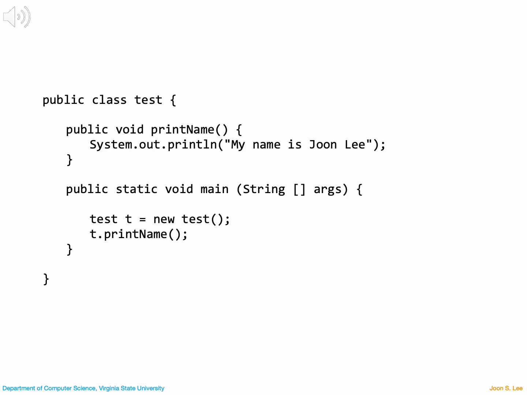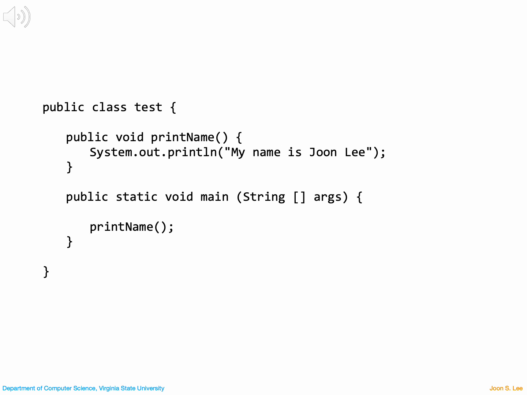This example shows the correct way to call an instance method in Java. PrintName is an instance method, so it belongs to an object. Because main is static, we must first create an object. We create a test object and store it in t. Then we call the method using the object, t.printName. This is the standard pattern for calling instance methods in Java.